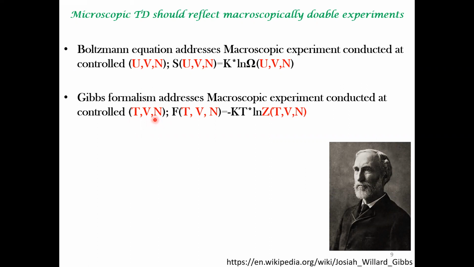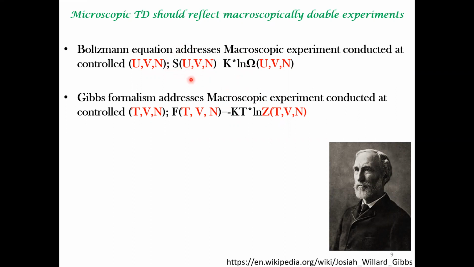Corresponding to that, he derived an equation that looks very similar, but is yet different. These are the three macroscopic constraints in an isolated system. For the Gibbs formalism, the macroscopic constraints are these three macroscopic thermodynamic variables. And this is what is called the partition function. This is the Boltzmann constant. So this is a natural thermodynamic variable.